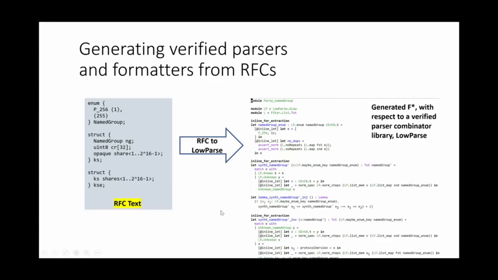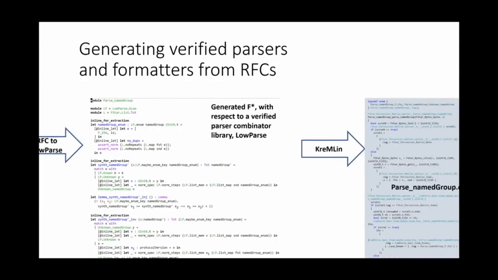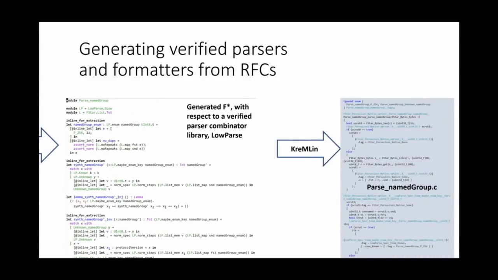The way we do this is rather than writing parsers and formatters by hand, which can be very tedious and error-prone, we start from a high-level description of the message formats from RFC text and synthesize via metaprogramming a low-level implementation in C of parsers and formatters for those message formats.